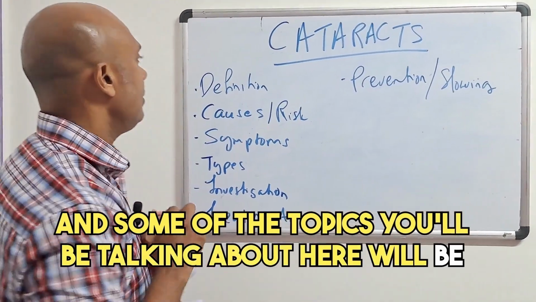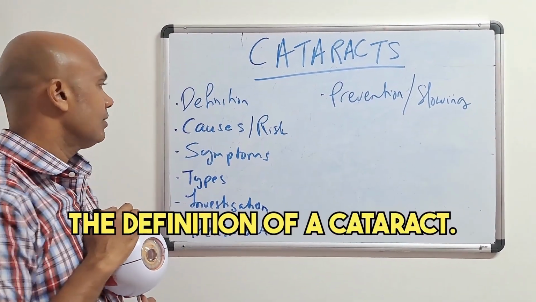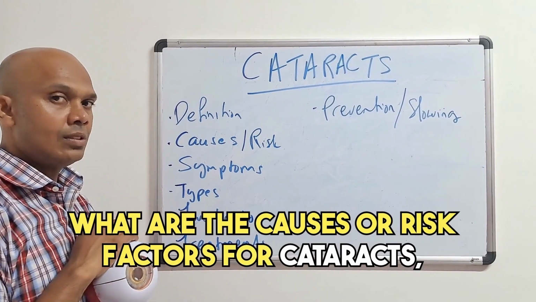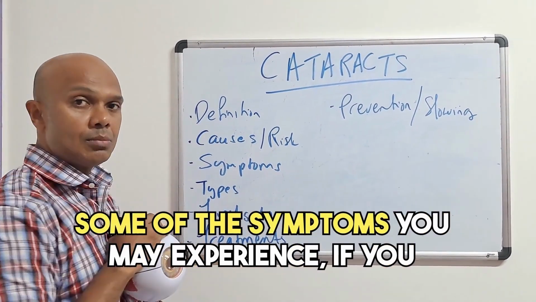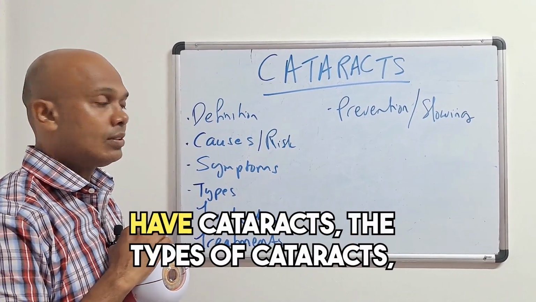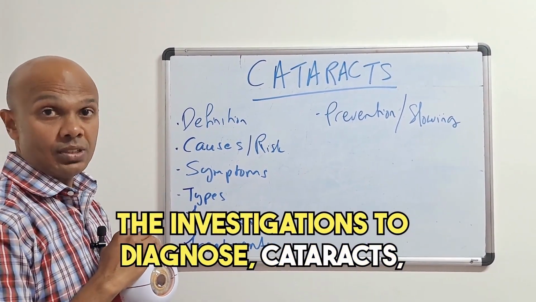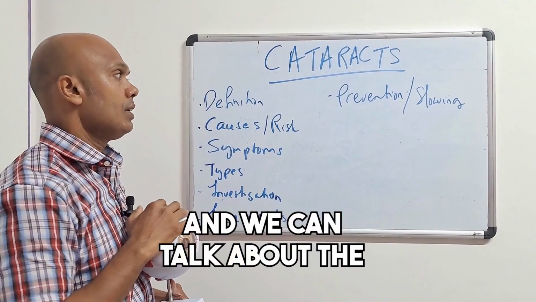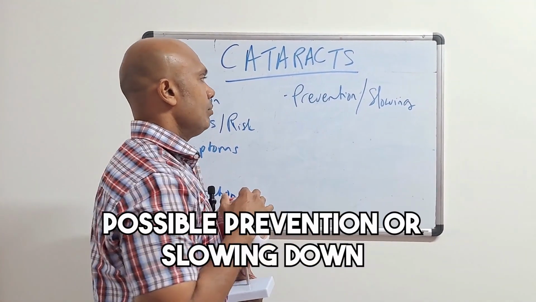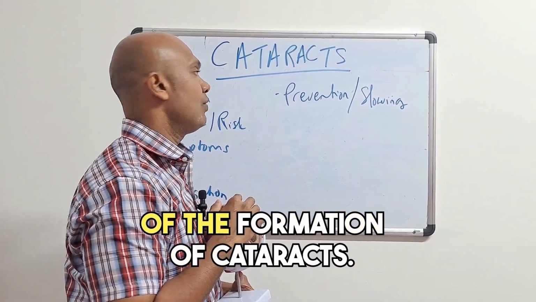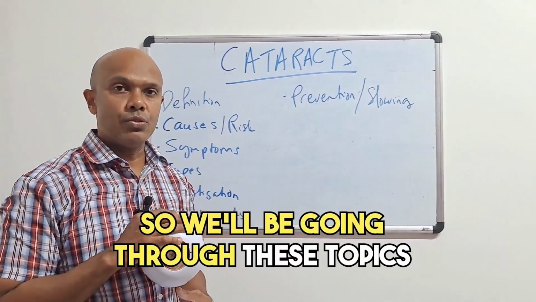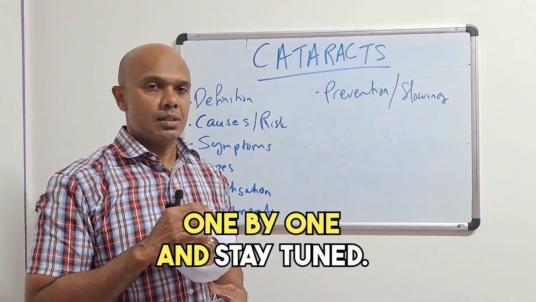Today we're going to talk about cataracts, and some of the topics we'll be talking about here will be the definition of a cataract, the causes or risk factors for cataracts, some of the symptoms you may experience if you have cataracts, the types of cataracts, the investigations to diagnose cataracts, treatments that are available, and we can talk about the possible prevention or slowing down of the formation of cataracts. So we'll be going through these topics one by one, and stay tuned.